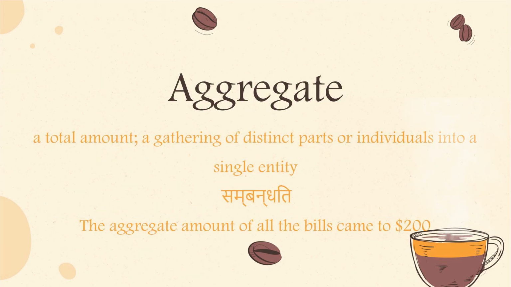The ninth word is aggregate. This means a total amount or a gathering of distinct parts or individuals into a single entity. An example sentence would be, the aggregate amount of all the bills came to $200.